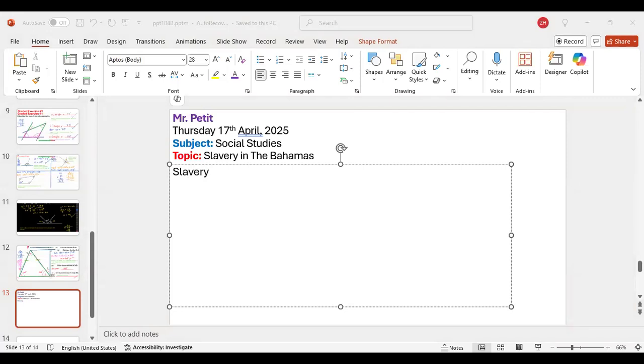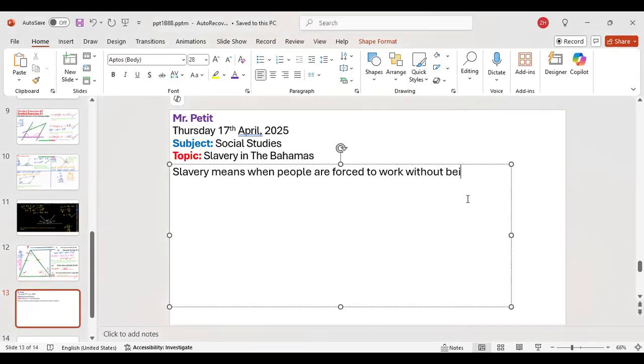So slavery means when people are forced to work without being paid and are not free to leave.